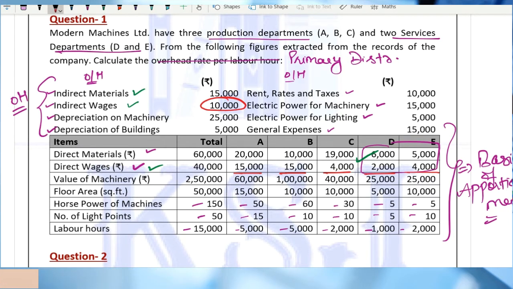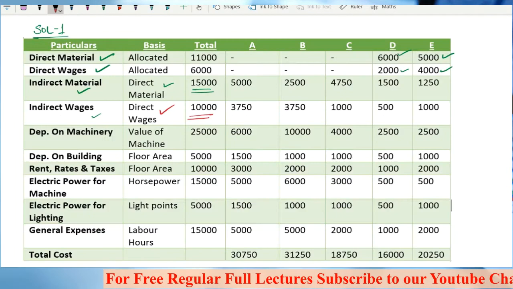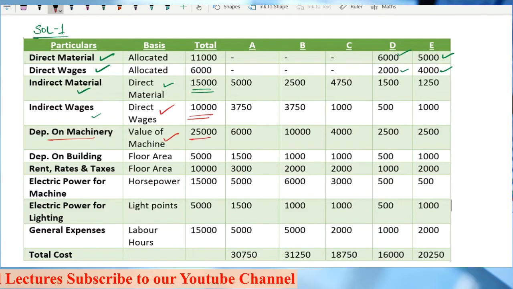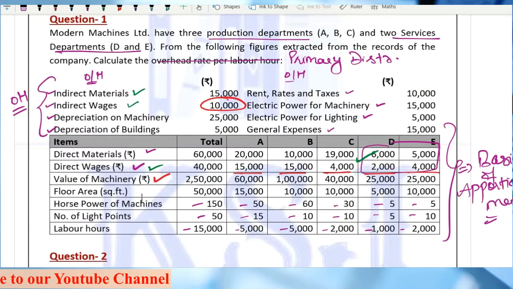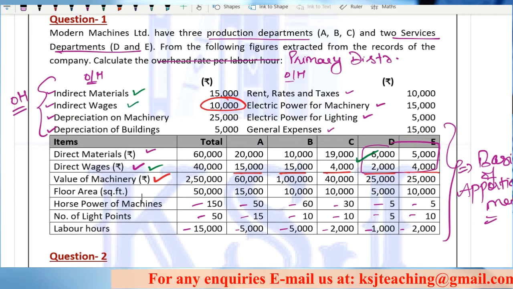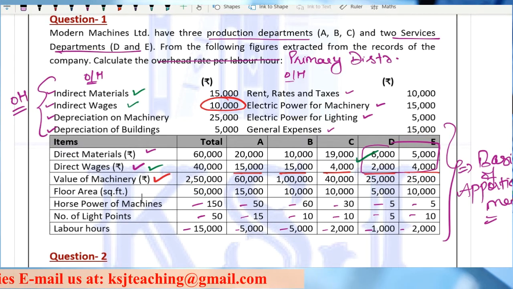Next is depreciation of machinery. So depreciation of machinery is to be calculated on the basis of what? So simply on the basis of value of machinery. See, depreciation on machinery, value of machinery, total cost 25,000. It is to be distributed in this ratio: 60,000 is to 1 lakh is to 40,000 is to 25,000 is to 25,000. So this is the ratio in which it is to be distributed. Clear? Any doubts? No, sir.